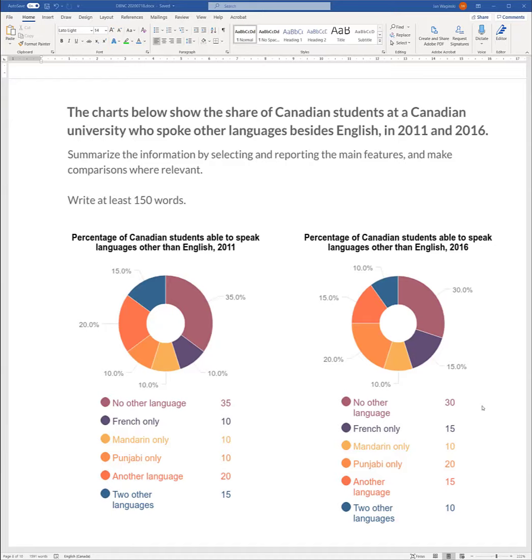For the first body paragraph, 2011, you describe this one, but still you need to do comparison. So maybe we can say this one the highest among 2011. Yes.